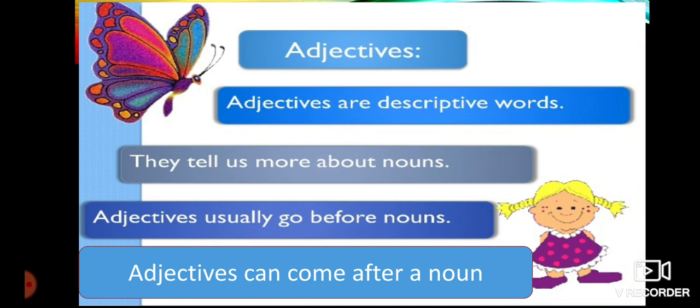For example, if I say I have a black cat, here cat is a noun and black describes the noun cat. Or you can say it gives us more information about the cat. So it's an adjective. We have also learnt about positions of adjectives, that adjectives usually go before nouns. But adjectives can come after a noun also. That means an adjective can come either before a noun or after a noun.